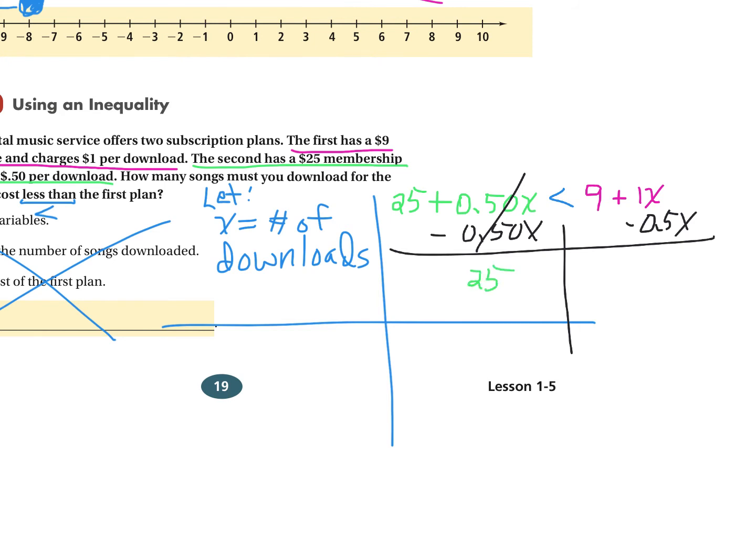So then I have a 25, and I have less than, and then I have my 9. And then 1 minus a half is a half. So I'm going to have plus 0.50x, right? So the star of my show is my x term. So I need to get rid of a positive 9. So I'm going to subtract 9 from both sides. And one of the things you want to look for is a reasonable answer. And number one, our answer should be positive because you can't have negative downloads. And then number two, we probably shouldn't have a decimal because you're not going to have a partial download. So 25 minus 9 is 16.